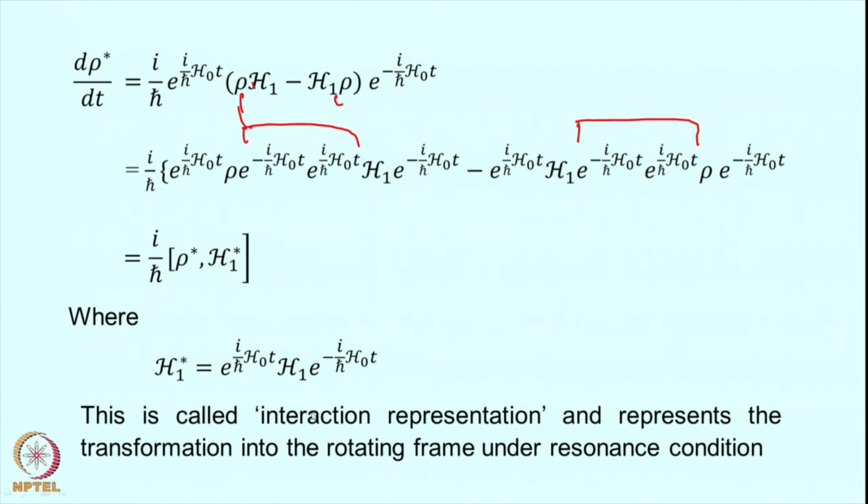This represents the interaction between the RF and your spin system, and in the rotating frame it becomes equivalent to the rotating frame under resonance condition. Under resonance condition this one is actually 0, and we will see what is the consequence of that.